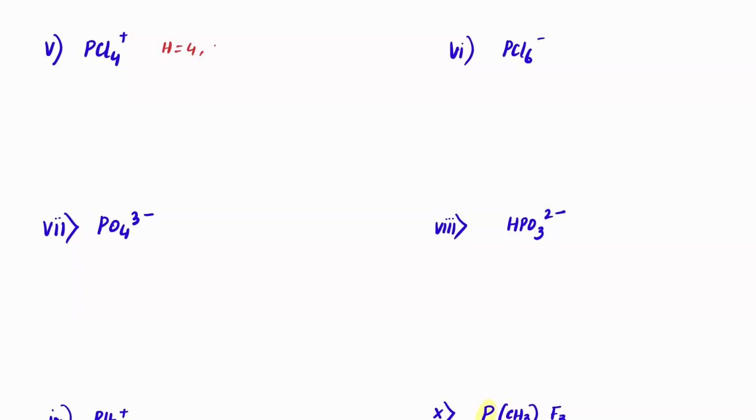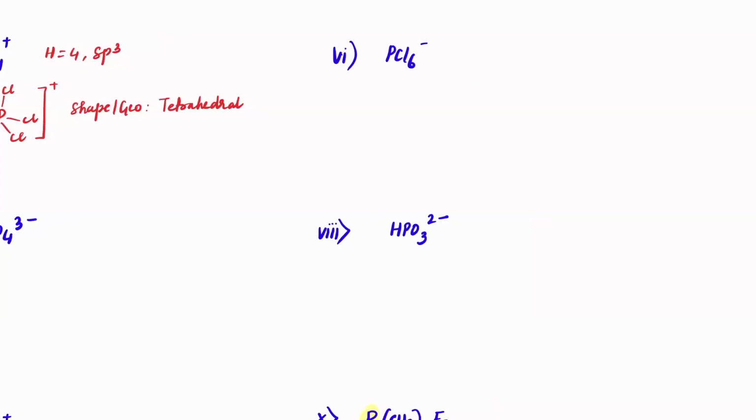4, sp3, right? So we would get 4 connections here like this. Overall, it will have a plus charge on it. Shape and geometry would be tetrahedral. Tetrahedral. Next, PCl6 minus. So it will be P and Cl. So we'll have Cl this way.